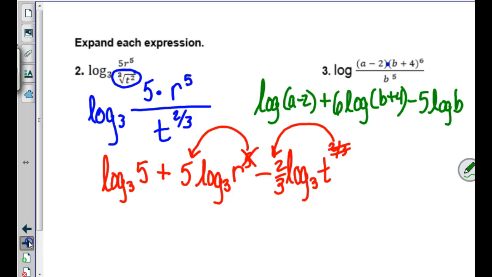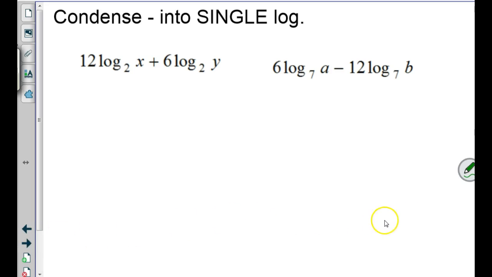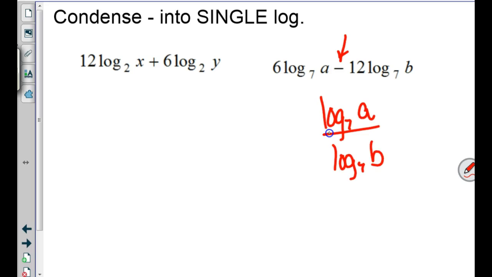All right. I like condensing much better, but I do have students who get really confused when they do condensing because they want to write, on this one, what does minus mean? So they want to write log base 7 of a divided by log base 7 of b. Okay, when you condense, you only write the word log one time. That's why a lot of times in the directions, I will say condense into a single log as a reminder, okay?